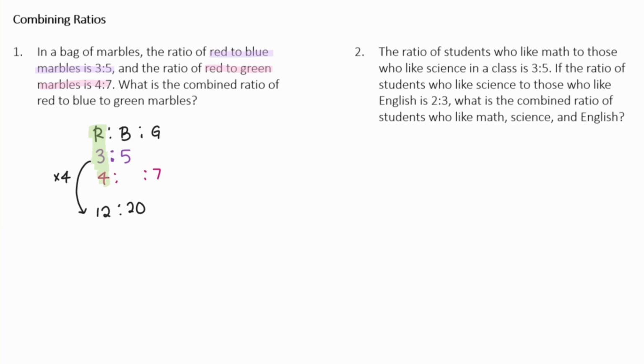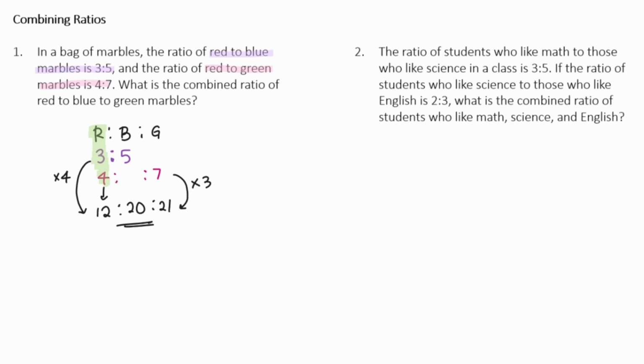In the second ratio, in order to make the 4 into 12, we have multiplied it by 3. So we also have to multiply the 7 by 3, which gives us 21. So the combined ratio for red to blue to green marbles is 12 to 20 to 21.